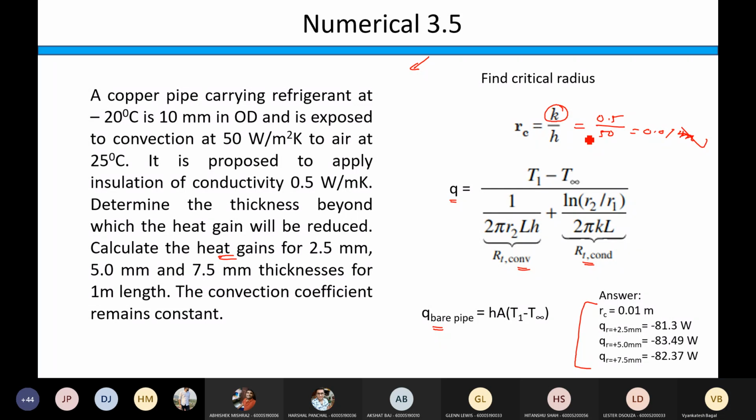See, this K is the thermal conductivity of the insulation and not the thermal conductivity of the copper pipe. I am going to confuse you in the examination by giving a lot of unnecessary values. So find out whether K is of the insulation or K of the material, you should understand while using it.